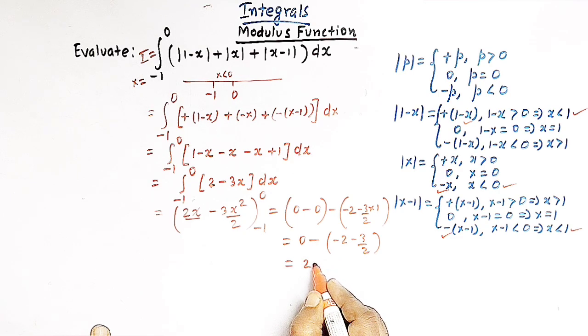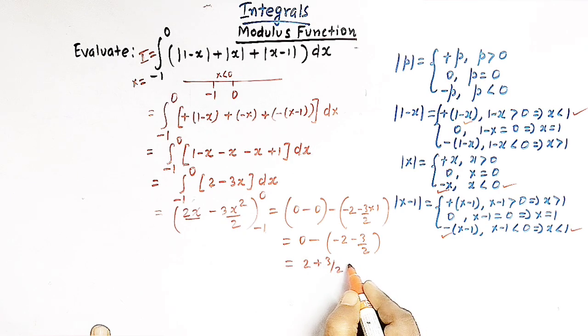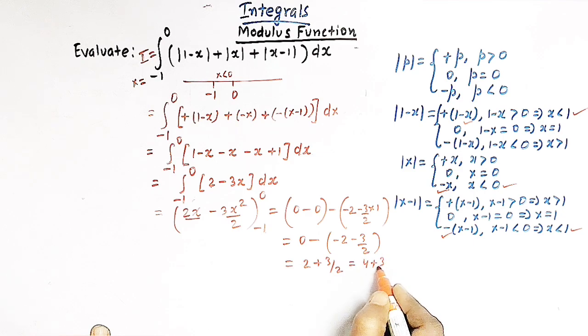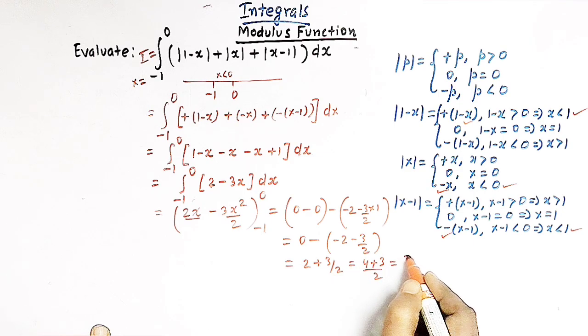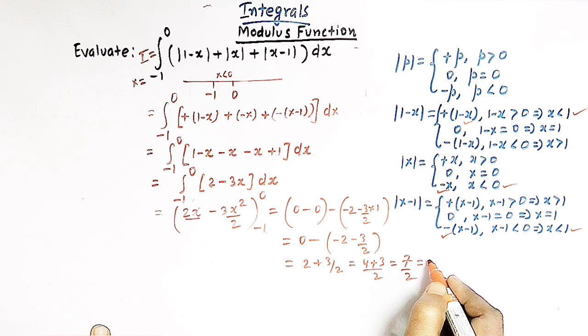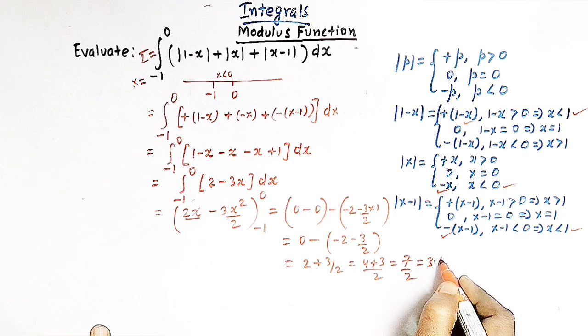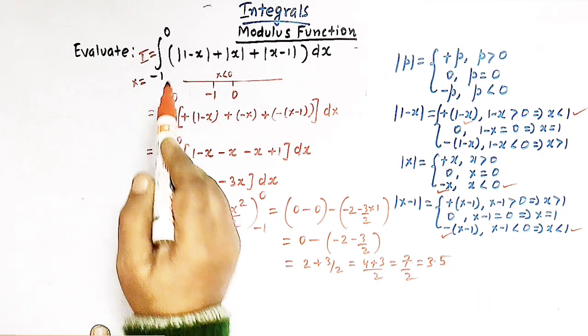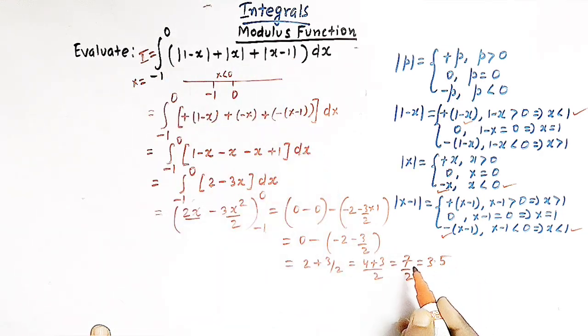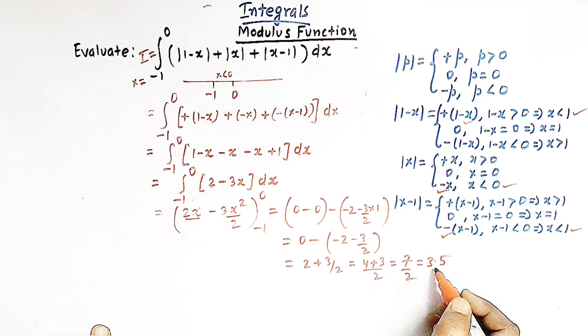So we have here a plus 3 over 2. So this is 4 plus 3 over 2, that is 7 over 2. That is 3.5, right? So the value of this integral is equal to 7 over 2, or 3.5.